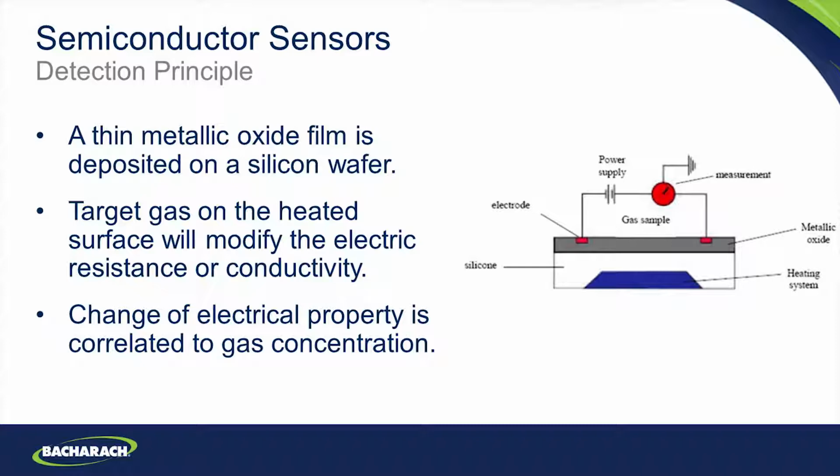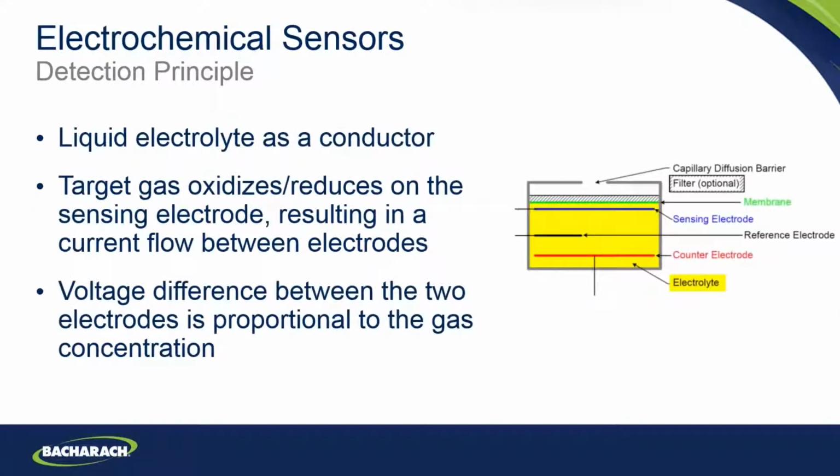But what this means is that it's not a selective technology. So whereas with infrared we're very specifically targeting a particular gas, with semiconductor sensors, that's not really possible. So it is a cheaper technology, but it typically tends to be less accurate and tends to be used for more safety type applications.